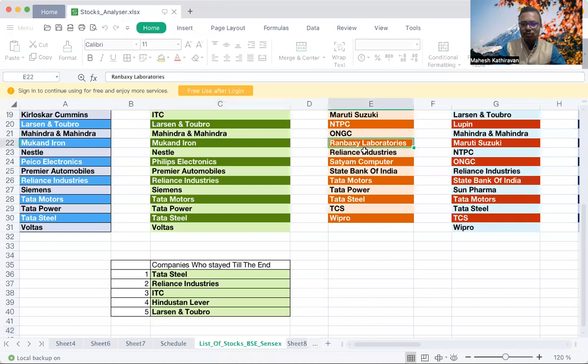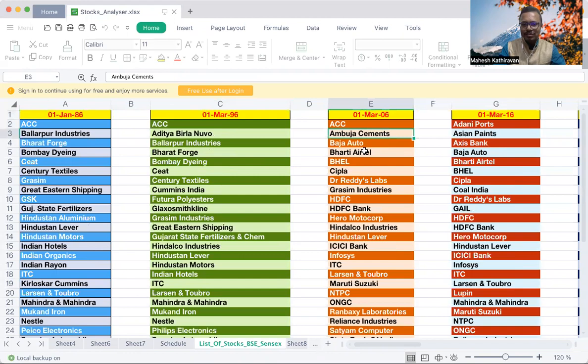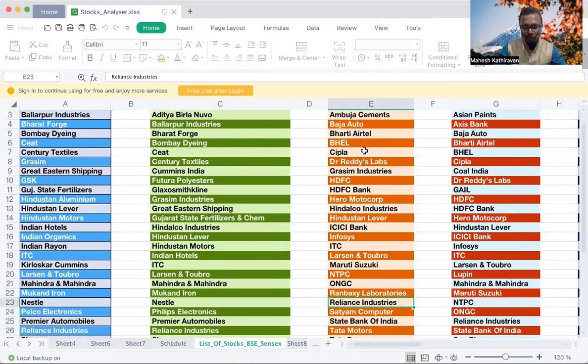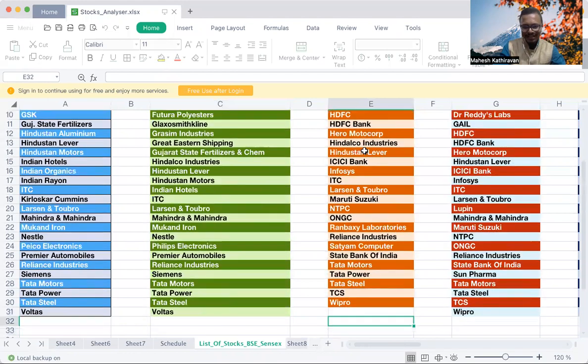So if you see in 2006, I'll be referring to the list of companies. And if you see, 2006 was all the IT companies. Here it is, Infosys, you can see. Larsen and Toubro was there. Yes, Satyam Computers were there, right? Then TCS was there. Wipro was there. So these are the IT companies which were majorly in the BSE Sensex.